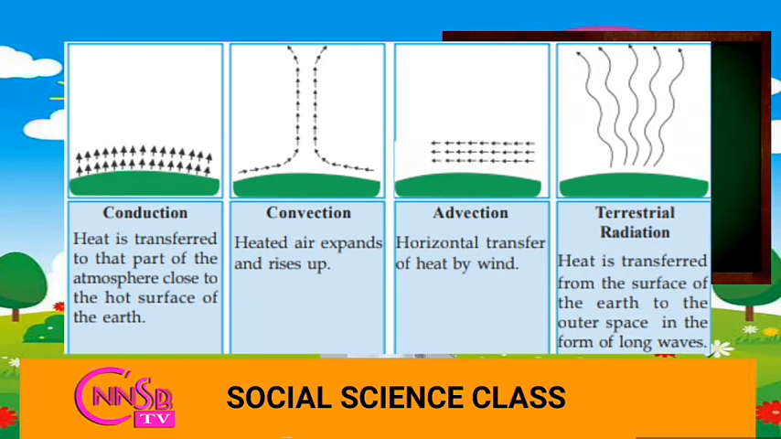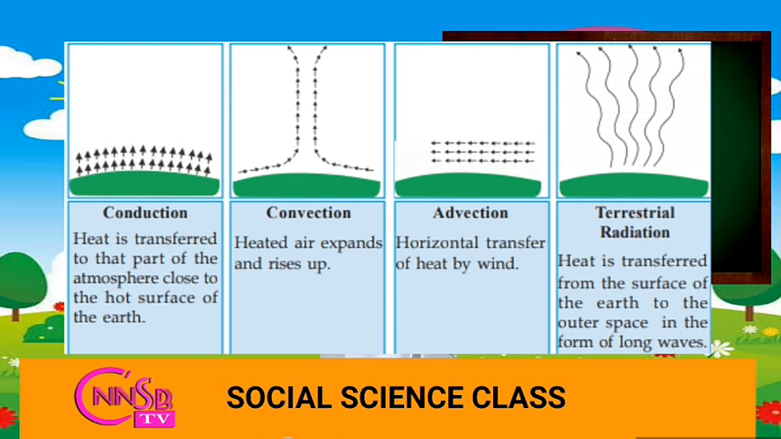Conduction. That's the first one. Heat is transferred to that part of atmosphere close to the hot surface of the earth. That is called conduction. Convection. That's the second one. Heated air expands and rises up. That is called convection. And next, advection. Horizontal transfer of heat by wind is called advection.